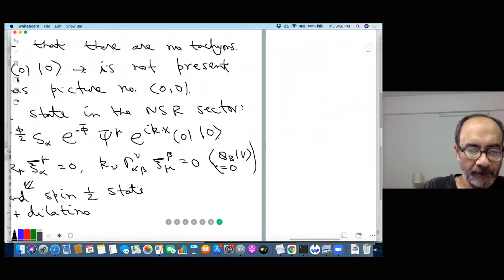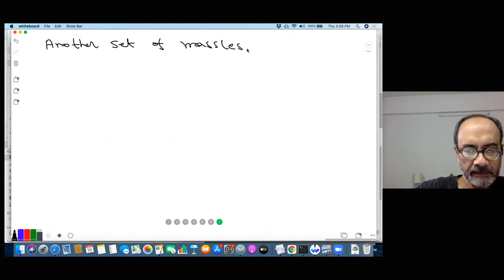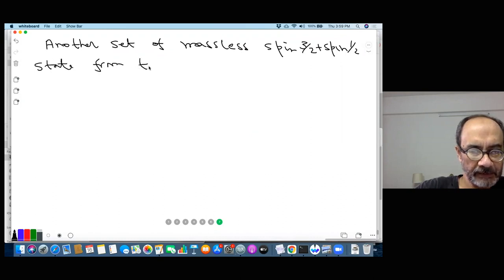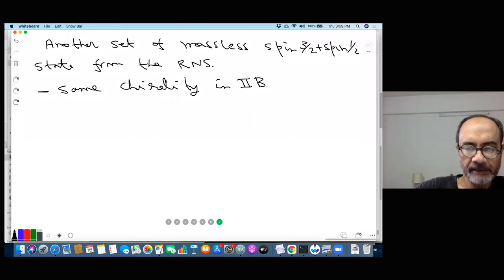In fact, in this case, there is another gravitino, another set of massless spin 3/2 plus spin 1/2 states. But this time from the RNS sector, where the anti-holomorphic side is Ramond and the holomorphic side is Neveu-Schwarz. And this has the same chirality in 2B, because the GSO projection rules are the same on the two sides in 2B. And this has the opposite chirality compared to the NSR sector in 2A.